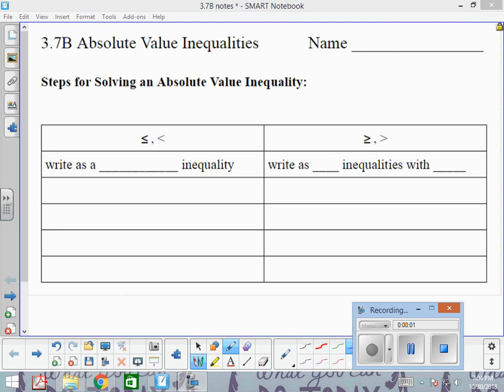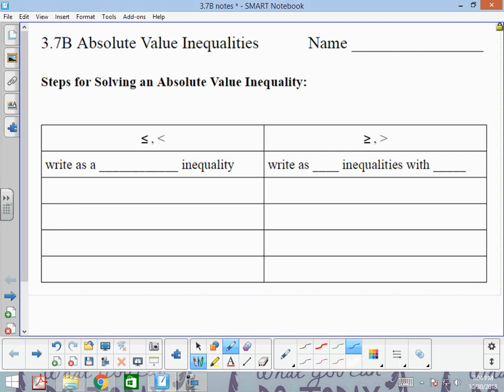This is 3.7b video number 1, and we're going to be looking at solving absolute value inequalities. When it's an inequality, it has a less than, a greater than, a less than or equal to, or greater than or equal to. So there's two different types of inequalities. The first one deals with less than or equal to, or just less than. If it's less than or equal to or less than, we're going to write it as a between inequality.